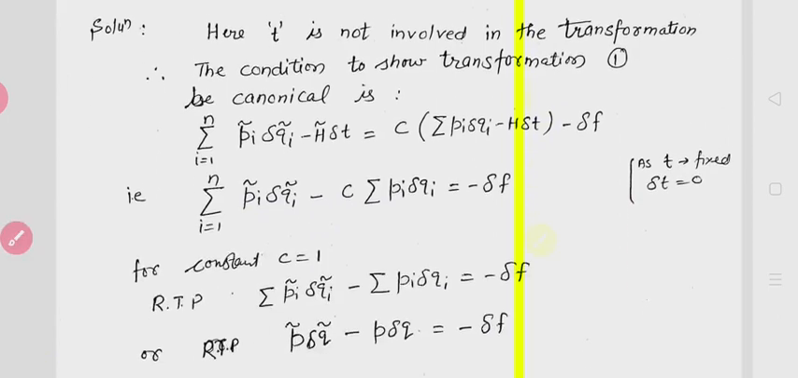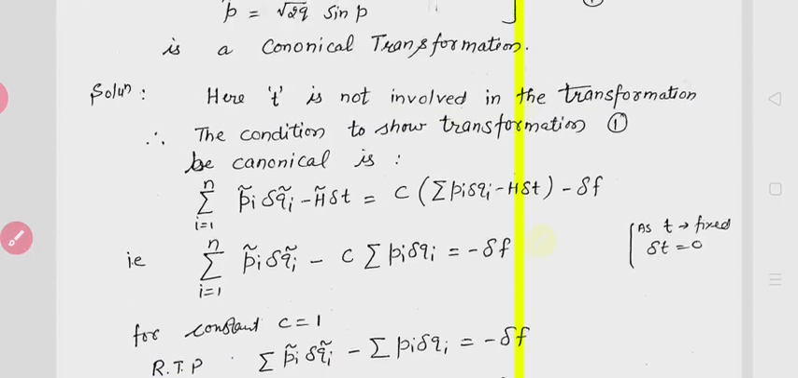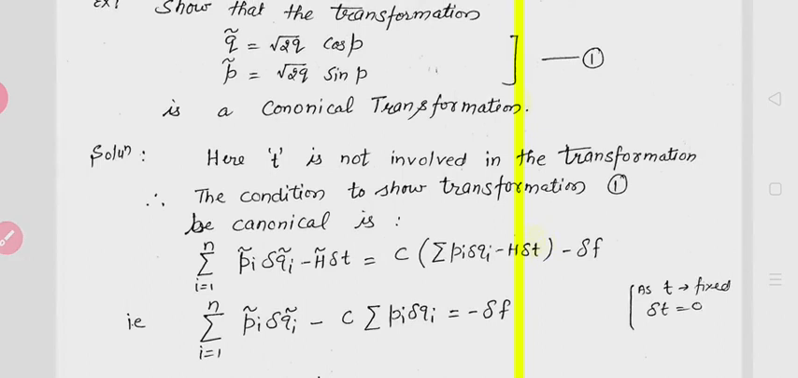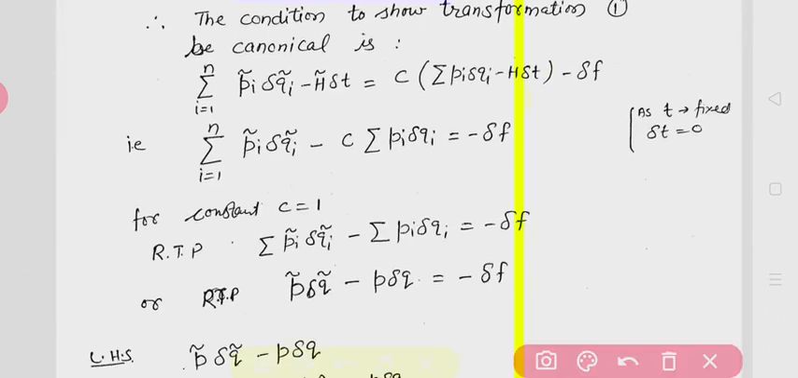Right? That thing you have to prove to show the given transformation is canonical. Since in the transformation there are only two equations, q tilde and p tilde, we will not run the summation; we will write down only for p and q. There is only one term. So you can say that p tilde delta q tilde minus p delta q is equal to minus delta f. This thing you have to show.